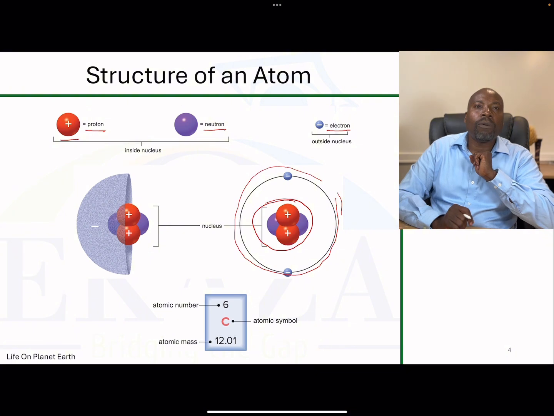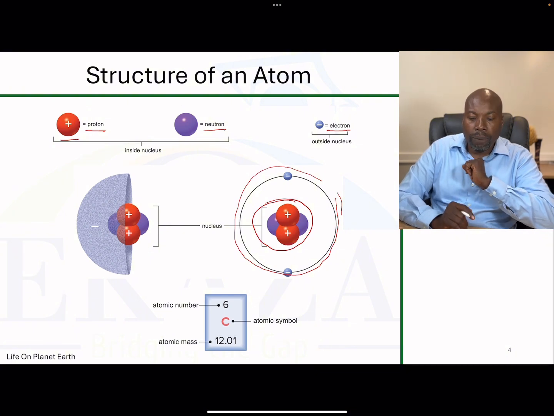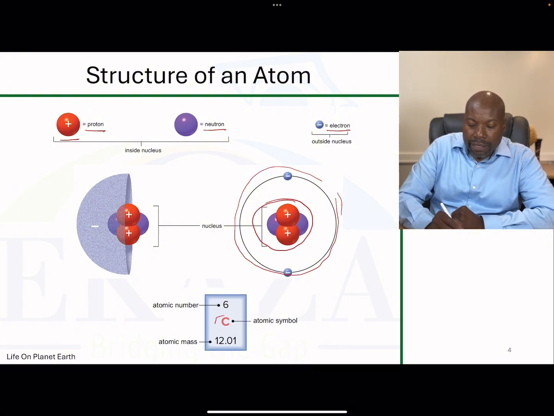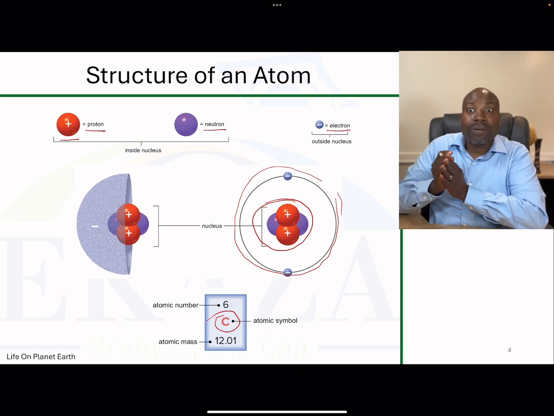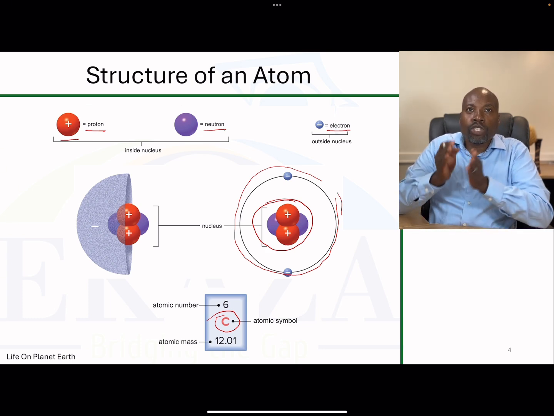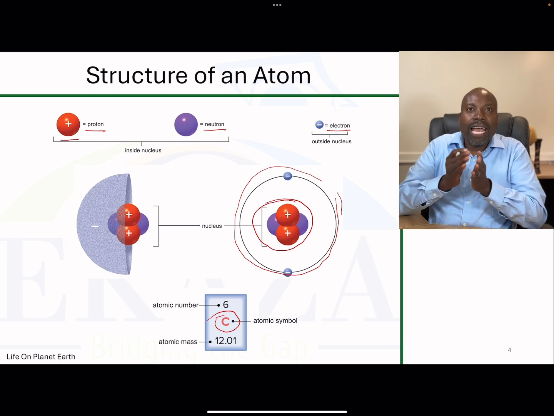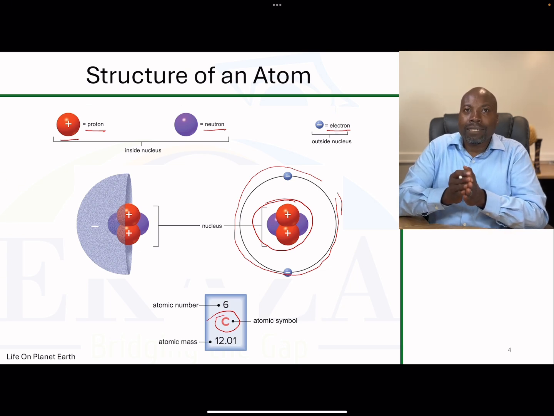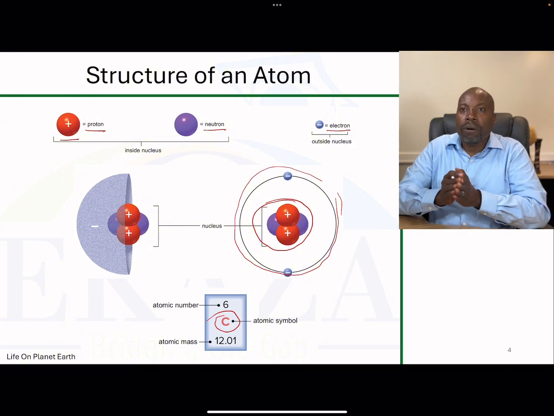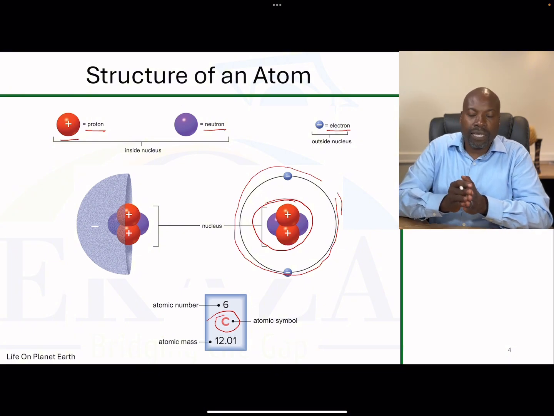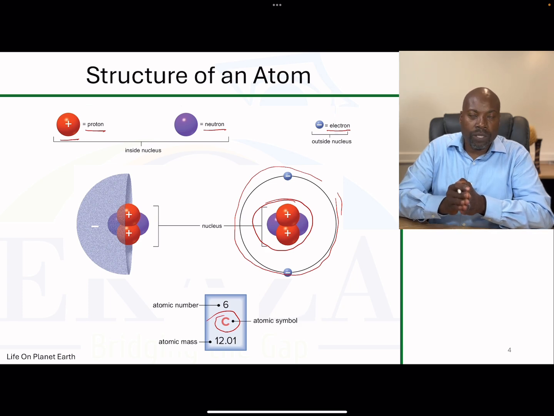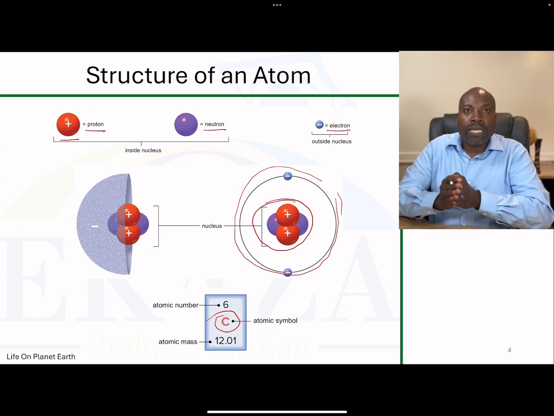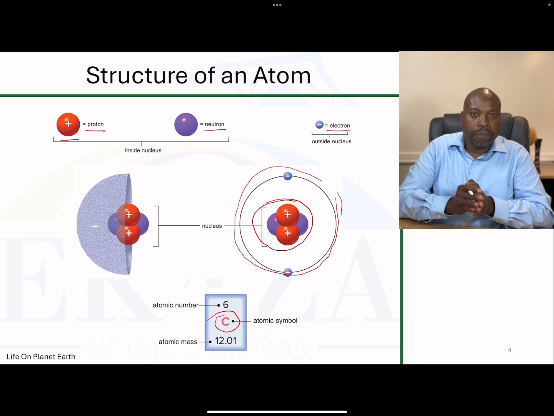The first thing I want to attract your attention upon is the symbol. The symbol of an atom represents a short writing of that atom. The symbol for carbon is going to be C. The symbol for oxygen is going to be O. The symbol for sodium is going to be Na.